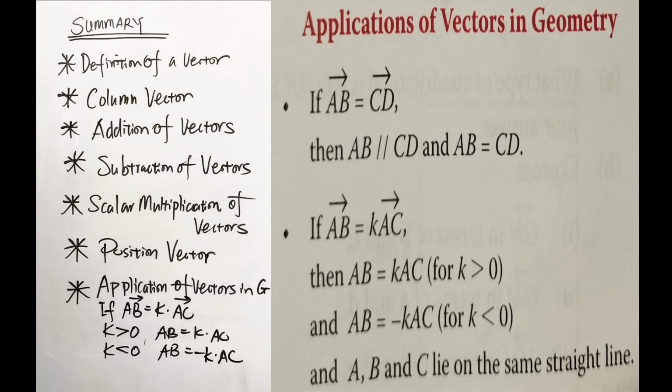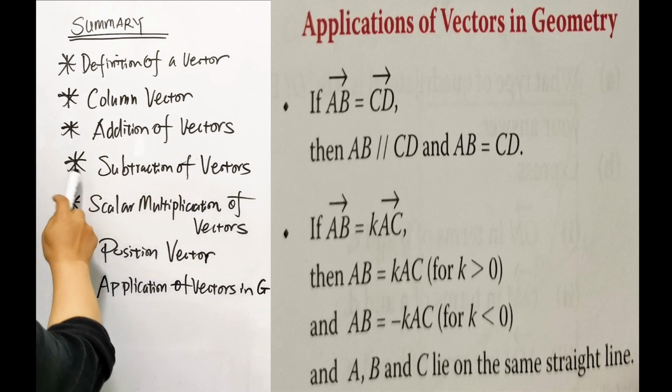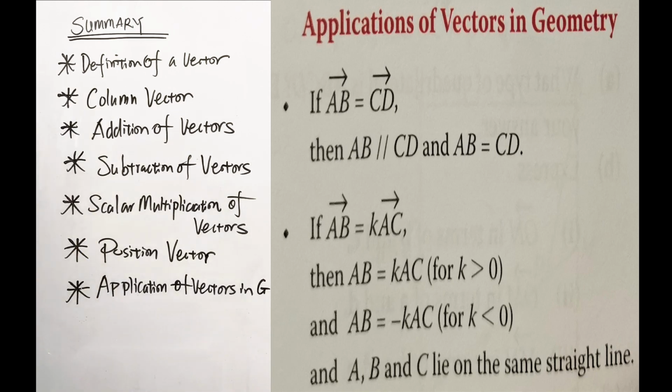chapter 5, vectors in two dimensions. Okay, that's all. How many points did we discuss? 1, 2, 3, 4, 5, 6, 7. Okay, seven points we discussed.